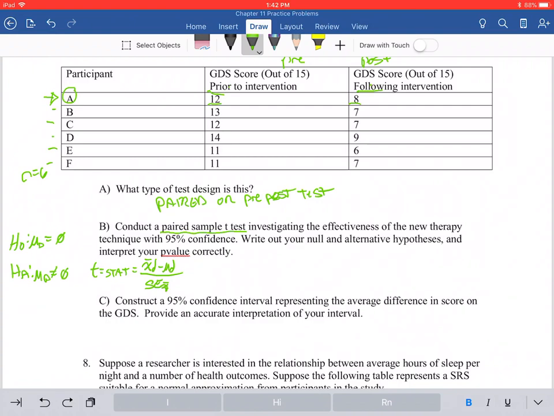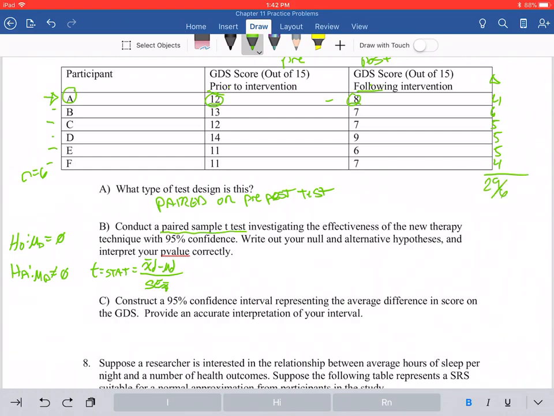So the way we calculate this is you have to come up with your delta. You take 12 minus 8, and you're going to get 4. And you do this all the way across: 6, 5, 5, 5, 4. Now these are all your new data sets of delta. These are your new delta sets.